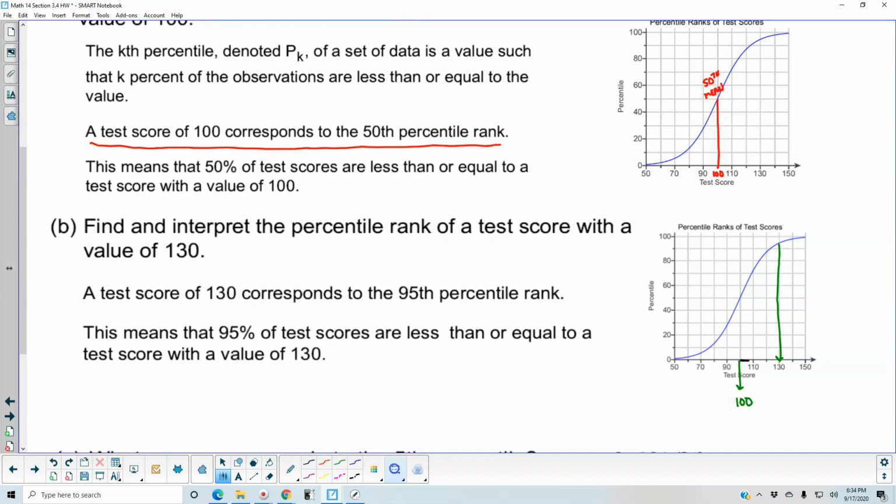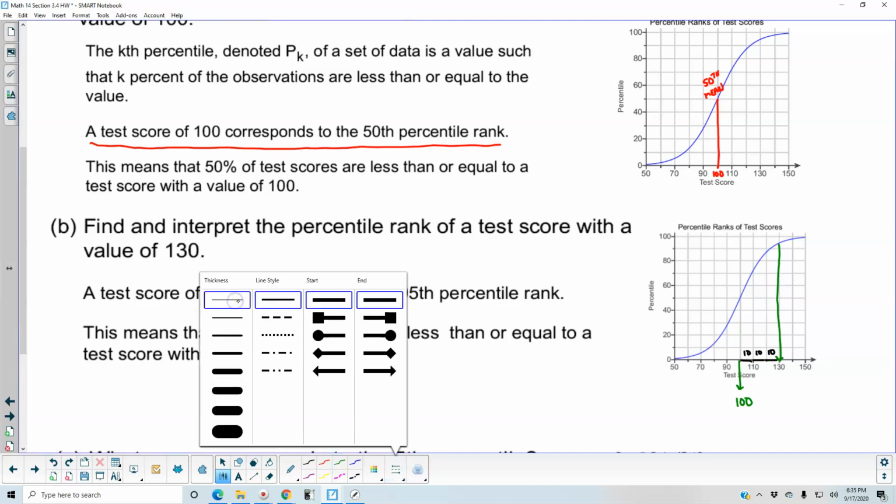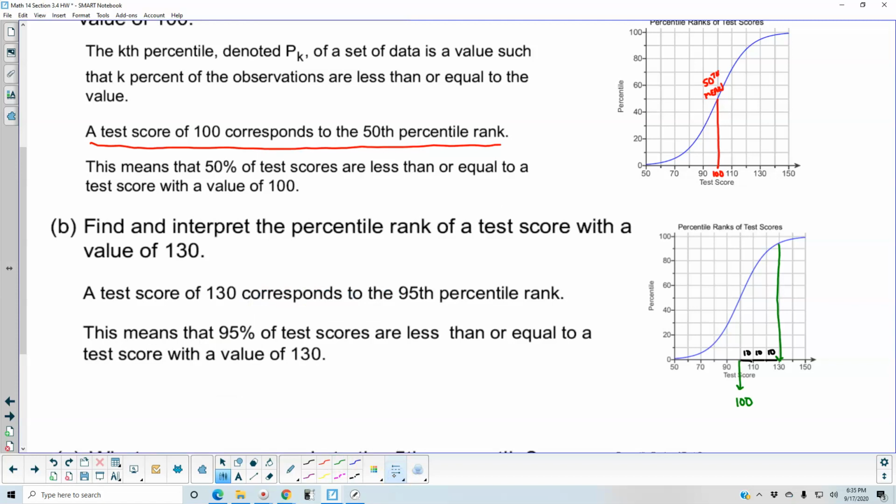Well, we can see here that 10 represents the standard deviation, and then we go through another 10, and another 10, and then another 10. So if we think about the empirical rule, then that means we are 3 standard deviations away from the mean. And if you recall, when you're 3 standard deviations away from the mean, that is 95% of the data. And so therefore, a test score of 130 corresponds to the 95th percentile rank.